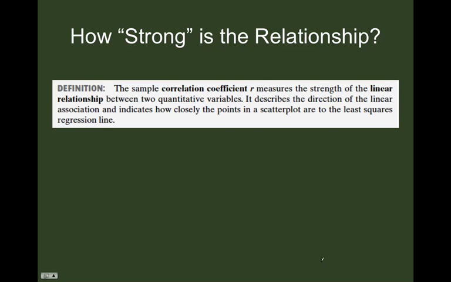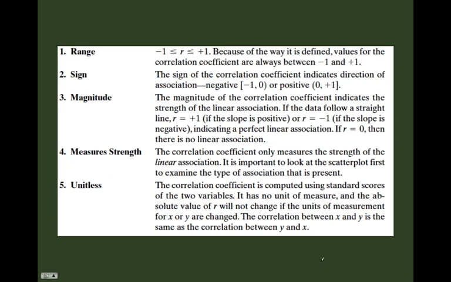Now, that's a lot of information. Let's go through this point by point. Now, R is always a number between -1 and 1. And when R is equal to either -1 or 1, then we say we have a perfect correlation, either positive or negative. The sign of the correlation tells us the direction of the association. So if we have a negative R value, it means we have a negative linear relationship. If we have a positive R value, it means we have a positive linear relationship.